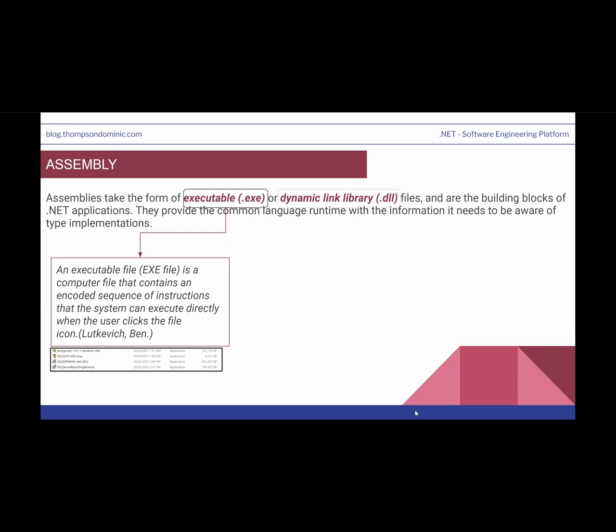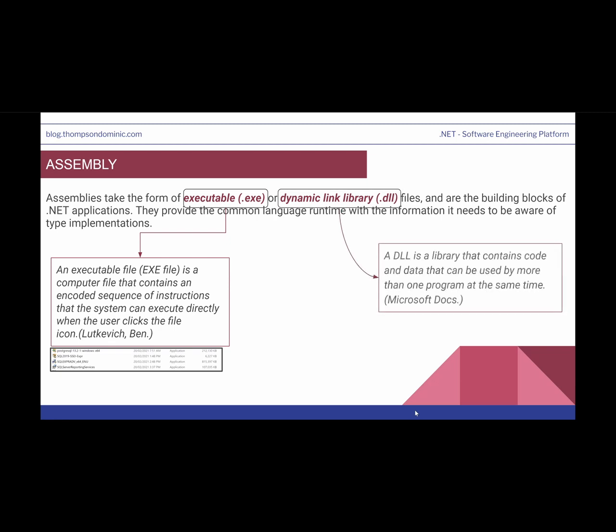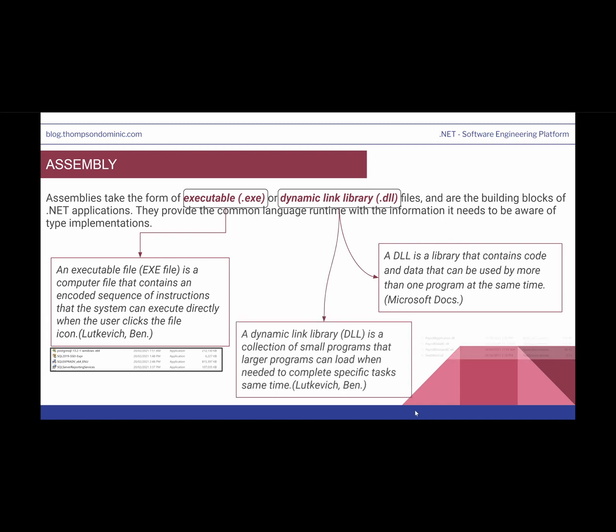The next thing is a dynamic link library. A dynamic link library is a shared resource that more than one application can use. So you have a functionality packed into a library and it can be shared by multiple applications. A DLL is a library that contains code and data that can be accessed by more than one program at the same time. And the second definition is what I like most: a DLL is a collection of small programs that larger programs can load when needed to complete specific tasks.